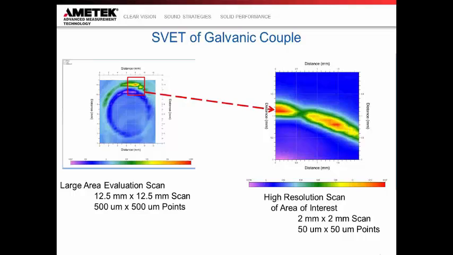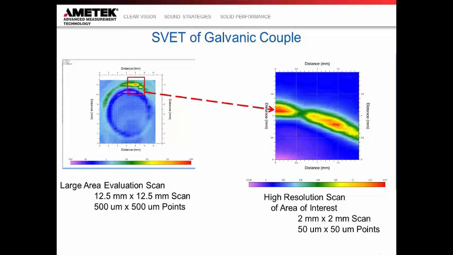So here's another galvanic couple and different type of experiment. This has got the same type of strategy. On the left-hand side, we have a large evaluation area scan. This is a galvanic couple of another industrial customer of ours. This is a 12.5 millimeter by 12.5 millimeter square scan at 500 microns by 500 microns per point. But once we find the area of interest, we can go back and look at that small area of interest with much smaller data points.